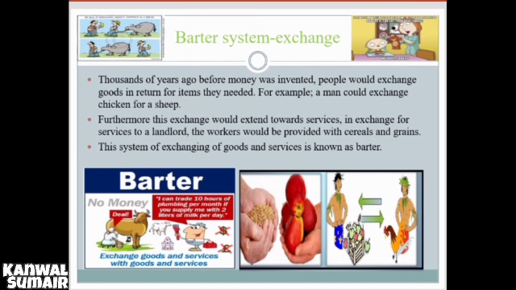Thousands of years ago, there was no money. People did not use coins. When they wanted something, they gave something else in exchange. For example, a man could exchange some chickens for a sheep, or a milkman could exchange milk for some cereals. Similarly, they used to exchange services.